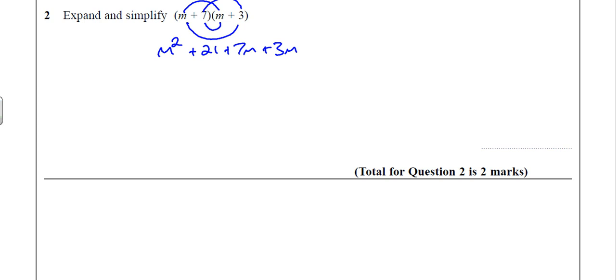Then we've got to simplify. So there's no other m squareds, so that's just going to be m squared. There's a 7m plus a 3m, which is 10m. And we've got that plus 21 sitting on the end.